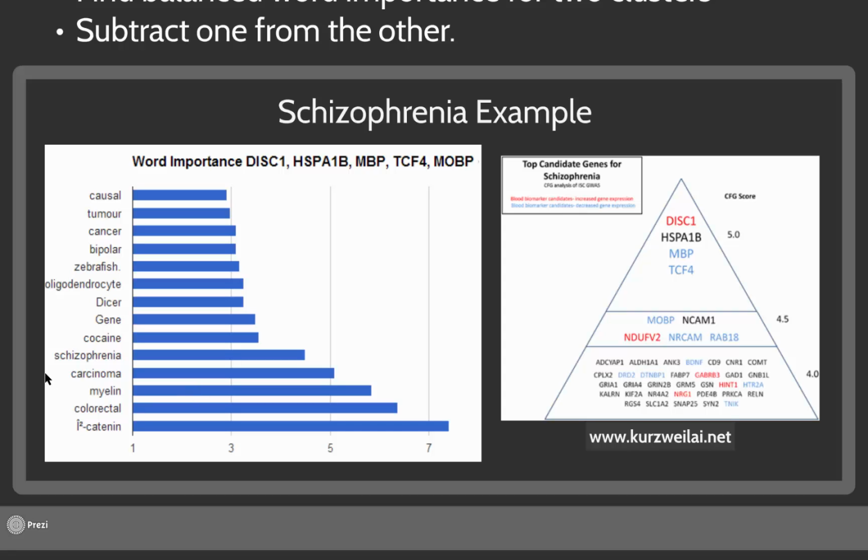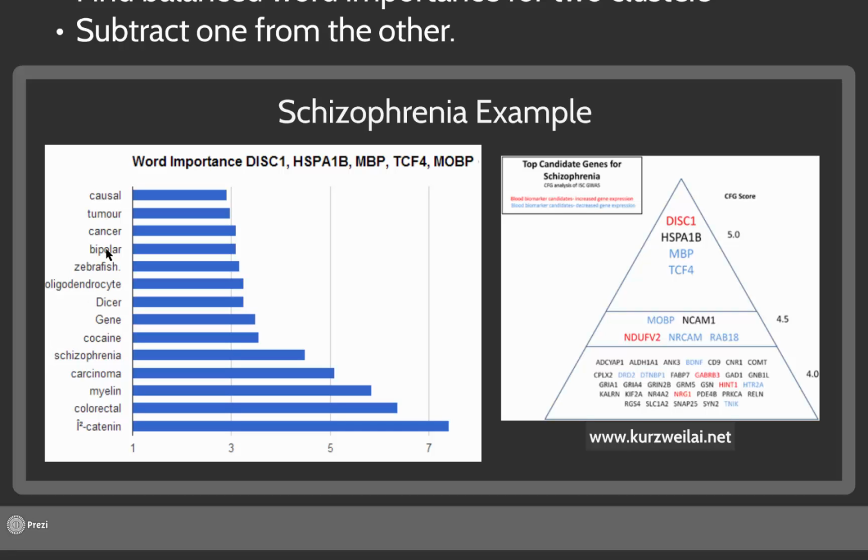Keep in mind that the algorithm had no idea that we were targeting genes for schizophrenia. It had no information about that. It just so happens that schizophrenia has a high enough term frequency and a high enough inverse document frequency that it ended up being a very important word for all of these genes, or at least a lot of them.